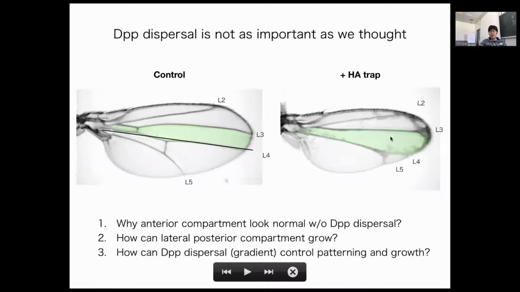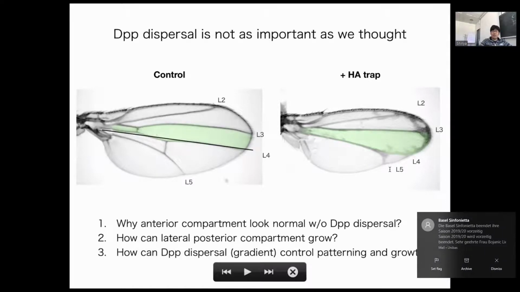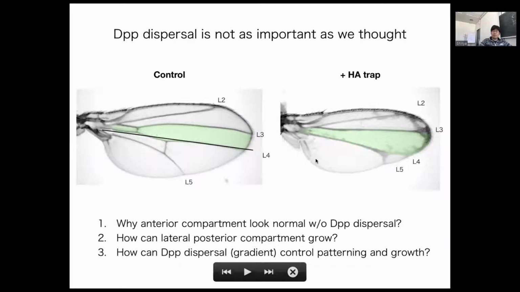Okay, so without DPP dispersal, how come this DPP can affect control patterning and growth outside? This is the big question. If you see the posterior compartment now, it's clear that the region between L4 and L5 is gone, but this lateral part appears to grow rather nicely. So why is it so? How come this part can grow without DPP dispersal, without signal?